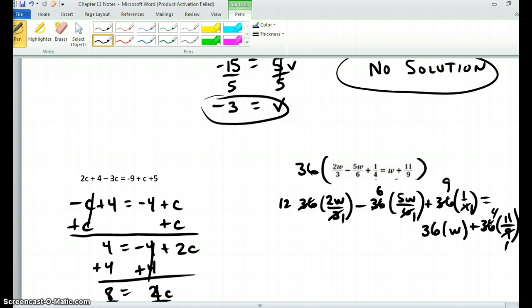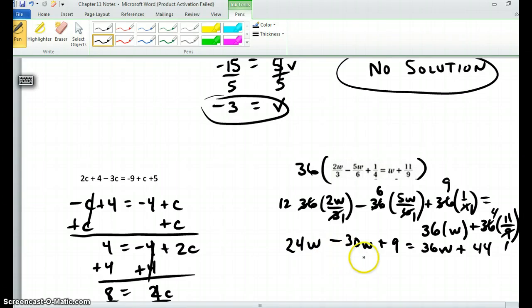So let's clean this up and rewrite it. 12 times 2w is going to be 24w minus 6 times 5w is going to be 30w plus 9 times 1, which is just 9, equals, I'm sorry, let me erase that because that's my equal sign there, not a plus. So let's go ahead, put my equal sign there. 36 times w is just 36w. And then lastly, 4 times 11 would be 44. So it took a little bit of work, but now it's a lot more cleaned up.